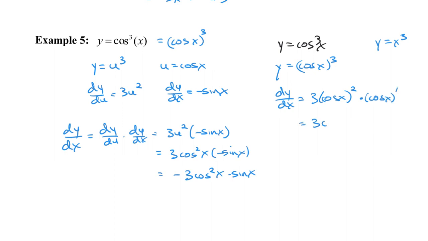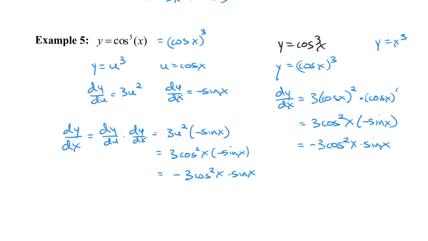So you get 3 cosine squared x. Notice how I just rewrote this. Cosine of x squared, I wrote it as this, cosine squared x. Then times the derivative of cosine of x, which would be negative sine of x. And then just pull the negative out front, we get negative 3 cosine squared x times the sine of x. Okay, so hopefully this is starting to make sense. And you can do these either way. Like I said, they both work. This way is a little quicker, and most of you will end up doing it this way as you get more practice. But let's take a look at something else.